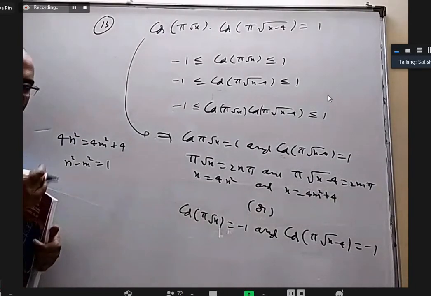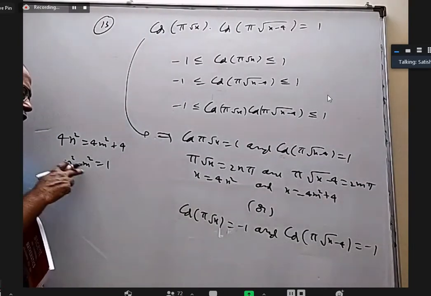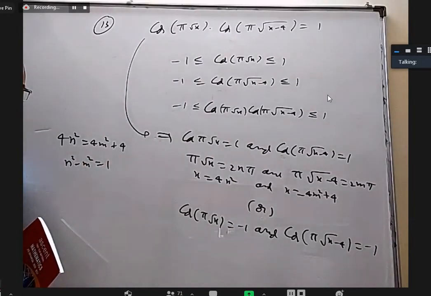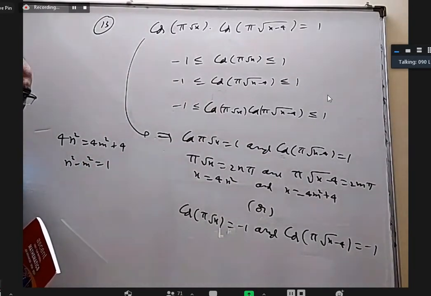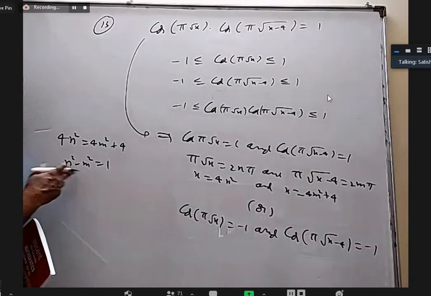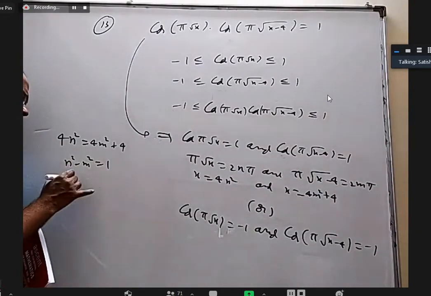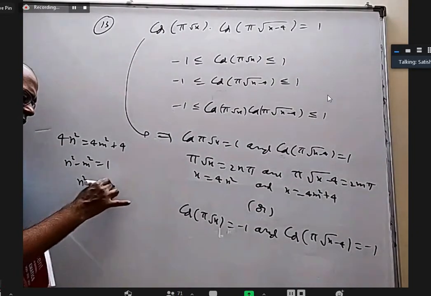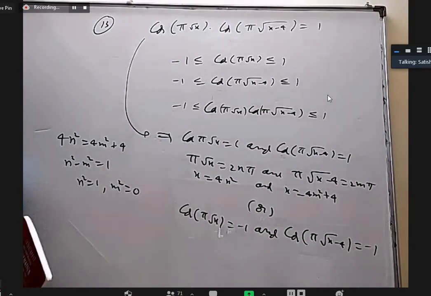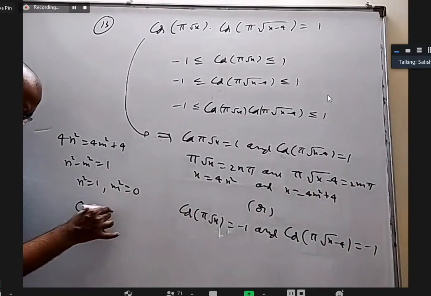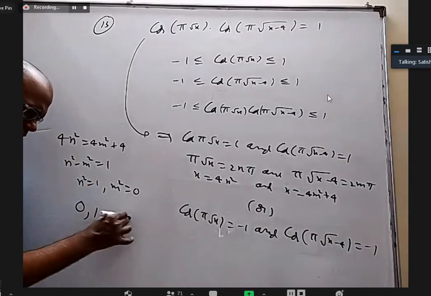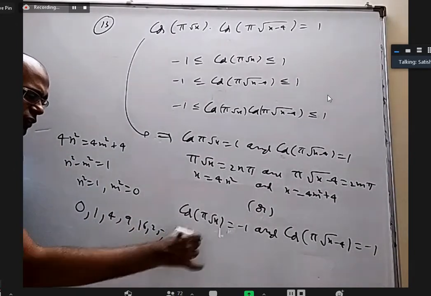If you take any integer and square it, the difference of the two squares should be 1. That is 1 minus 0. But squares cannot be negative. We are taking out the n value. I think n square must be 1 and m square must be 0. There is no other, because the perfect squares are 0, 1, 4, 9, 16, 25, and so on.